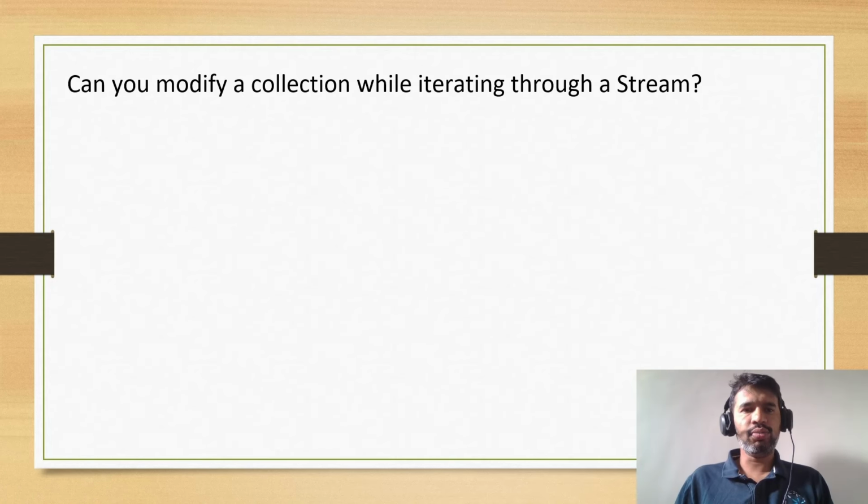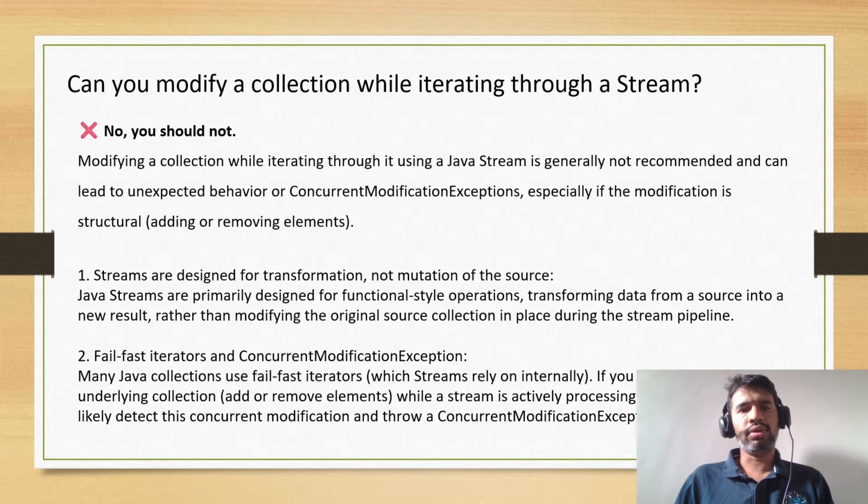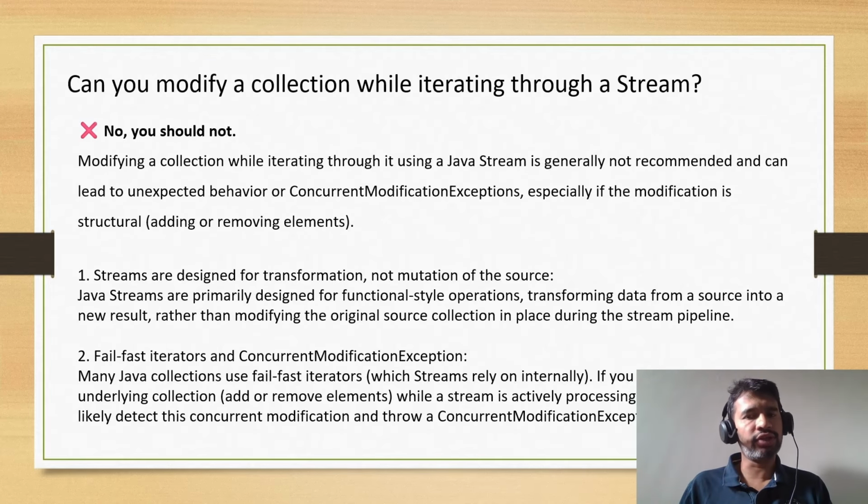The question is, can you modify a collection while iterating through a stream? The recommendation is you should not modify it, because streams are designed for transformation, not for mutation operations. Especially if you want to add or remove an element to the original source, that is not recommended. It can lead to a ConcurrentModificationException or other unexpected behavior.